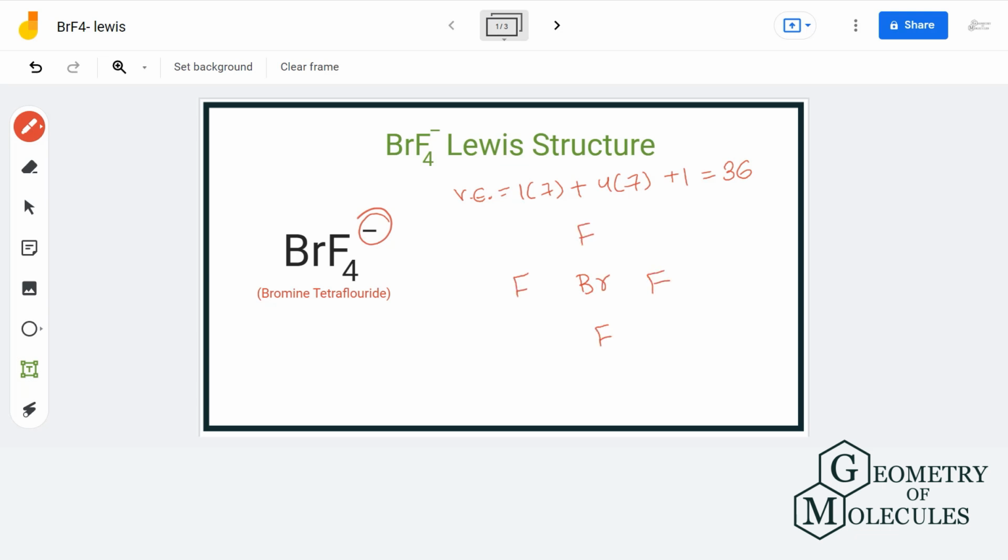Now for the arrangement of atoms, we'll put bromine in the center and arrange fluorine atoms around it somewhat like this. And to show a bond between these atoms, we'll also put a pair of electrons in between each atom. Now as you can see, each fluorine atom needs 6 more electrons for a complete octet, so we'll go ahead and assign 6 to each fluorine atom.